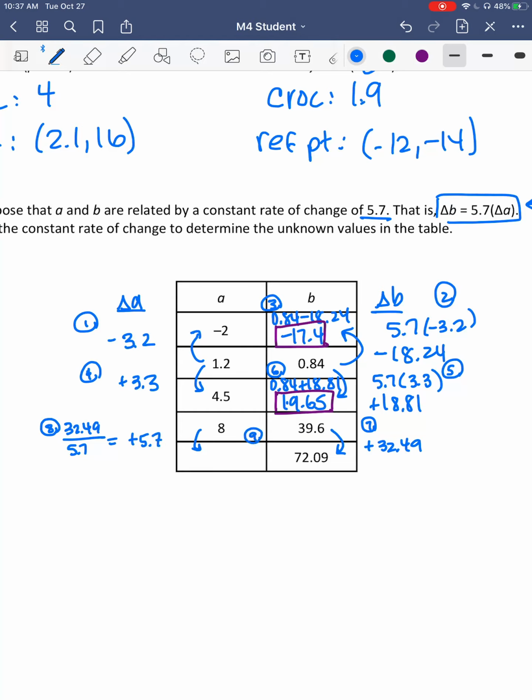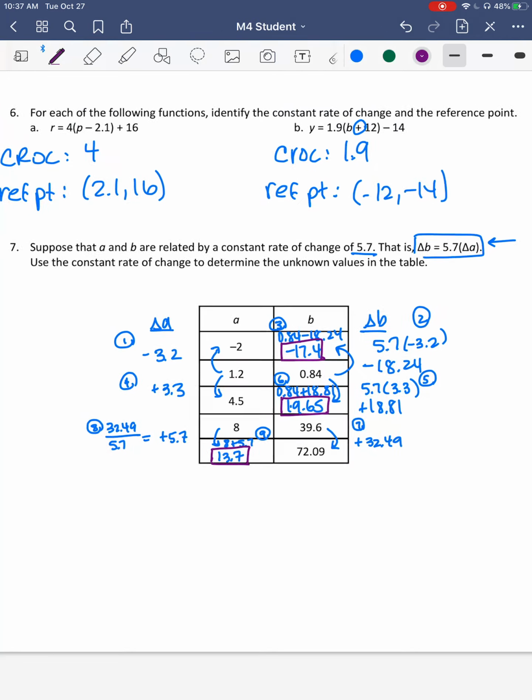And so my very last step is to take my reference input, add my change in input, and we are going to get our new input. So that is how I would answer question 7.